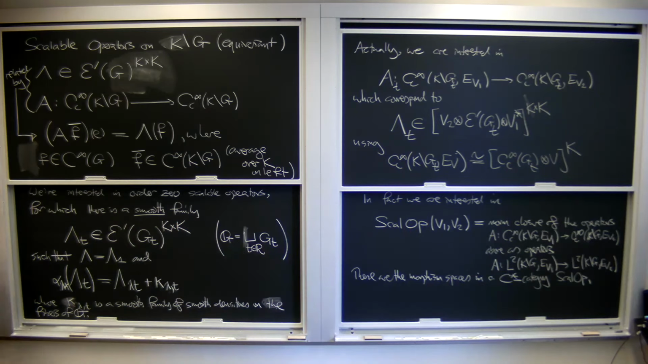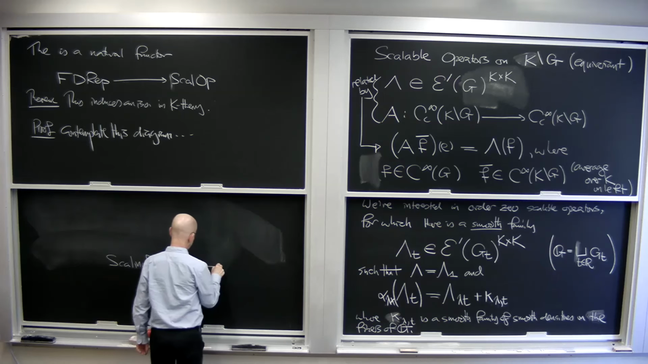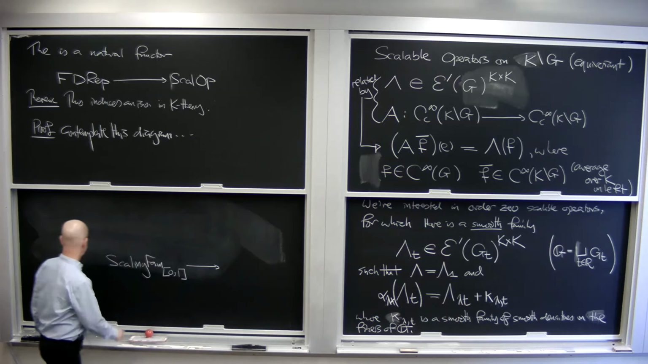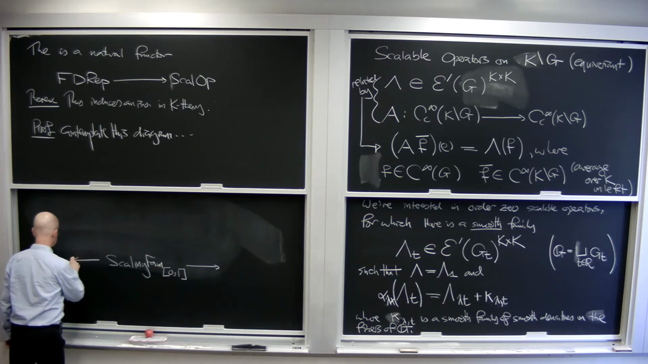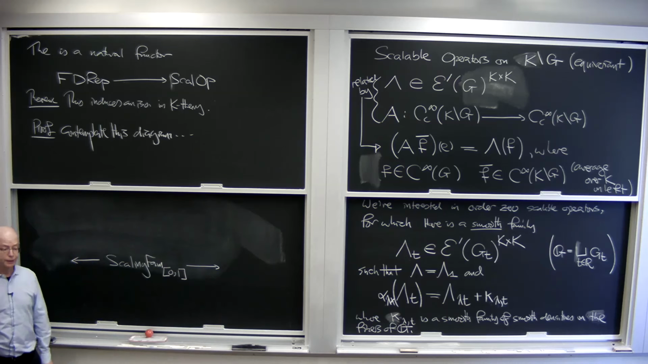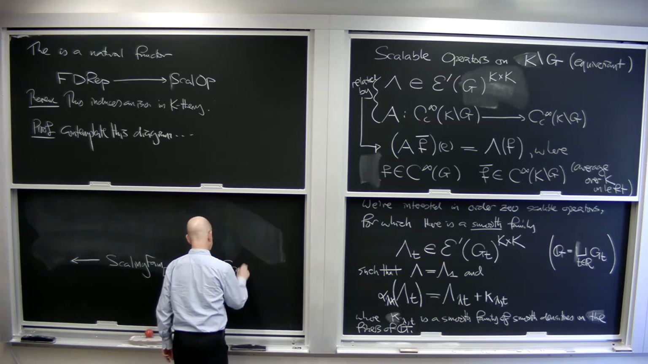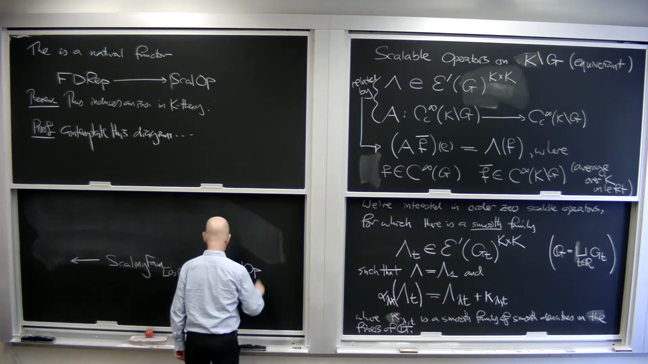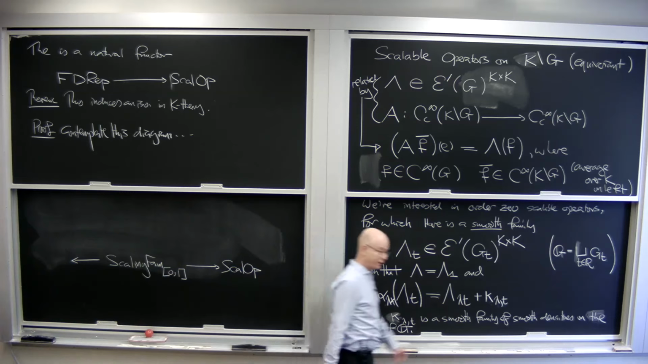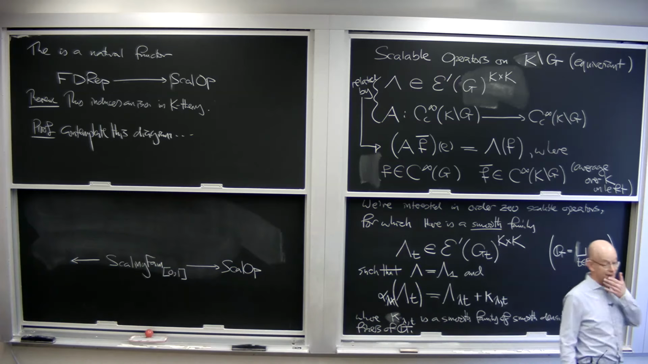If I have such a family, I can restrict that family to t is equal to 0 or t is equal to 1. If I restrict to t is equal to 1, what I get as a quotient is just scallop, because scallop is exactly the set of all families which have an extension.